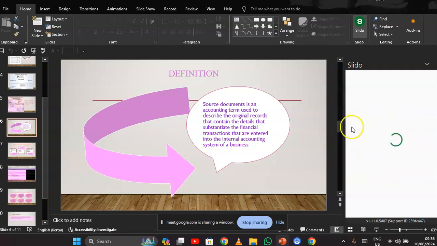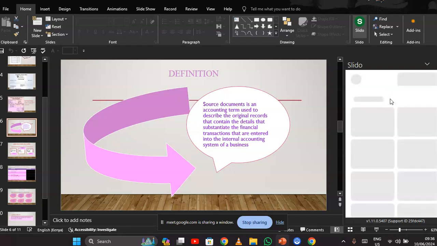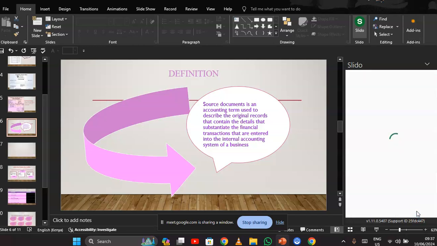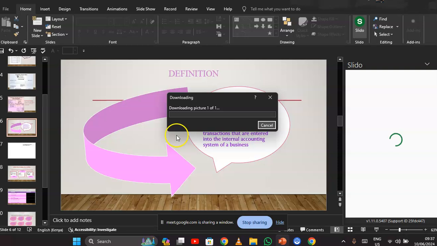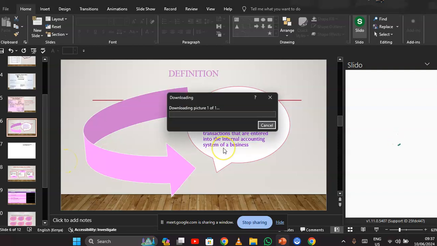Are you there? Are you into that site? Let me give you a slide presenting you with a code. It is loading. It is loading something there.